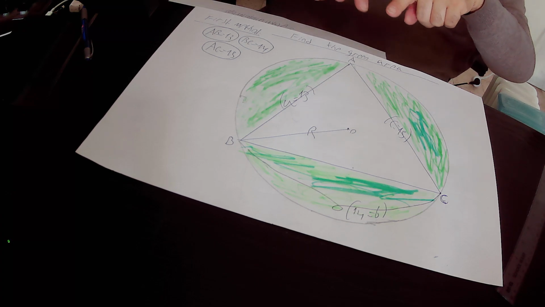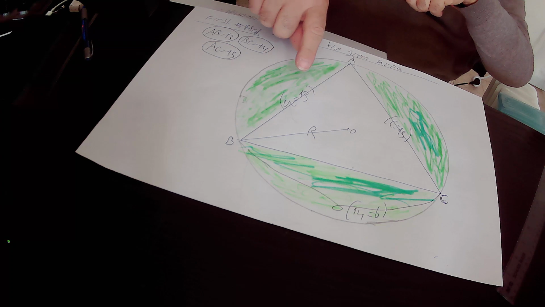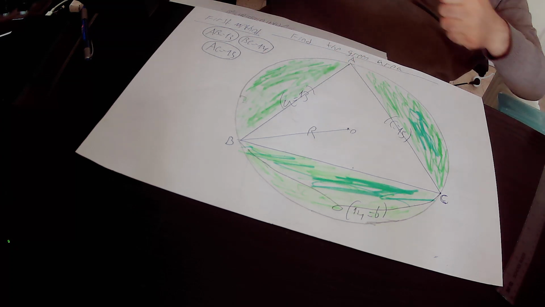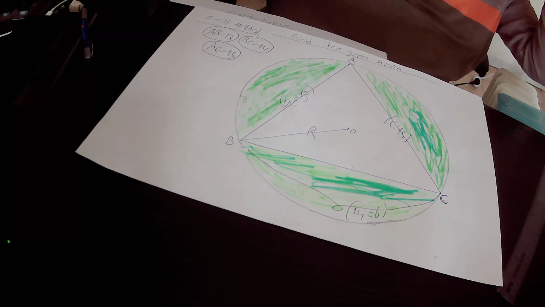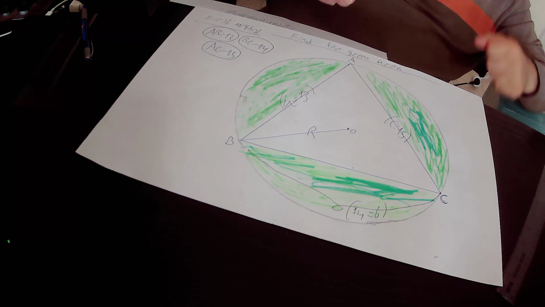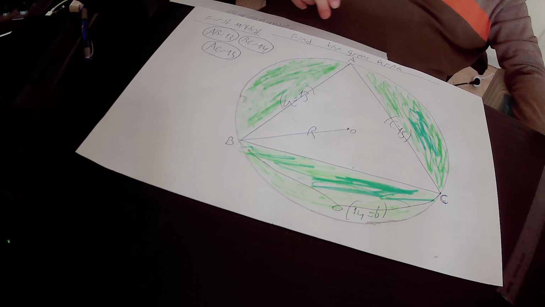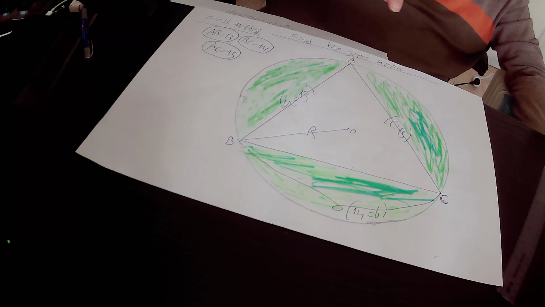We know that the length of side AB of triangle ABC equals 13 units, side BC equals 14 units, and side AC equals 15 units. Again, our mission is to find the area of this green shape. From the drawing, it is very clear that the area of the green shape equals the area of the circle minus the area of triangle ABC.